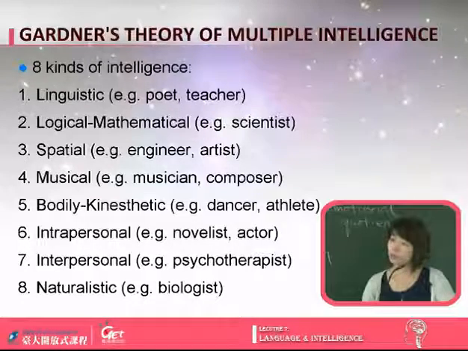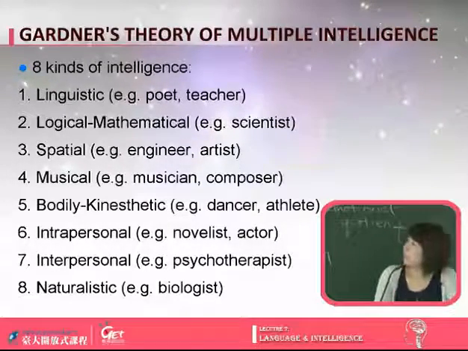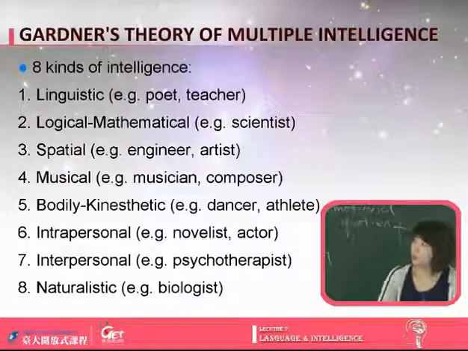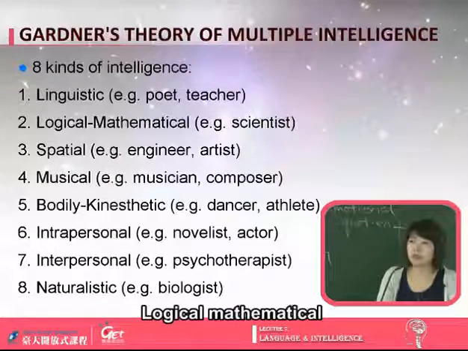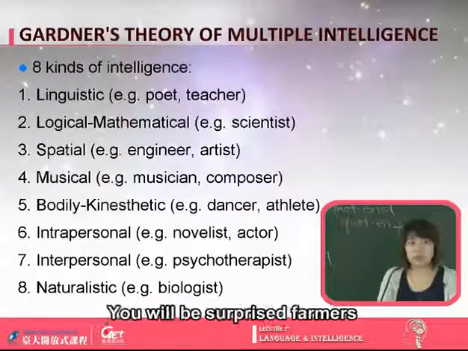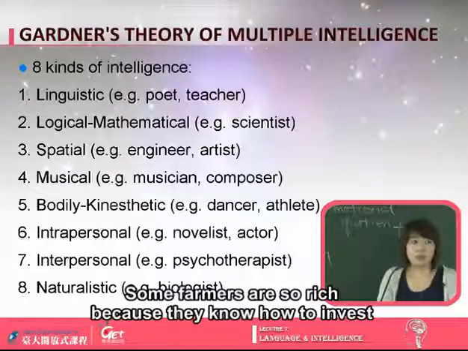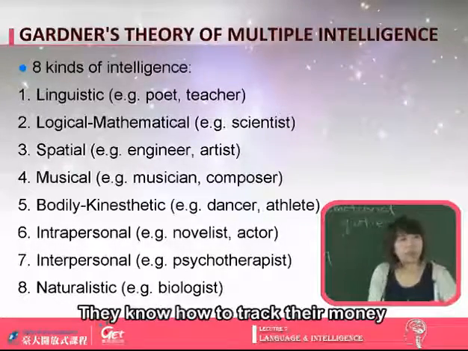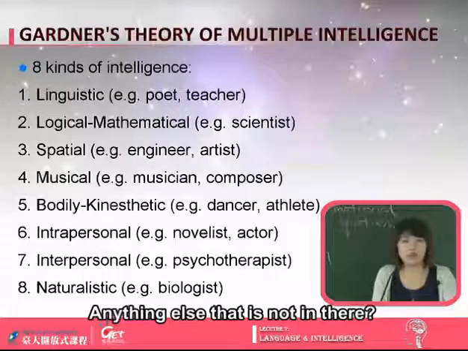Maybe some kind of economic intelligence, let's say for people from third world countries who are not educated, who live or survive from farming, but they have to somehow manage, maybe they have a lot of kids, they just have a small piece of land, but they somehow have to learn how to do the agriculture and then how to... That would be mathematical, right? Logical mathematical. Oh, okay. They're very good with numbers. You'll be surprised. Some farmers are so rich because they know how to invest. They know what to do with their money. They know how to track their money. Anything else that's not in there?